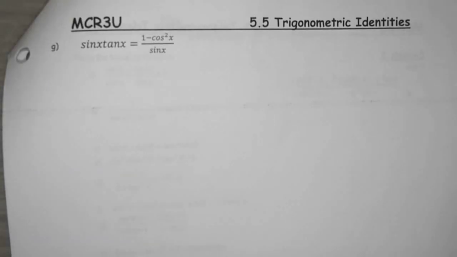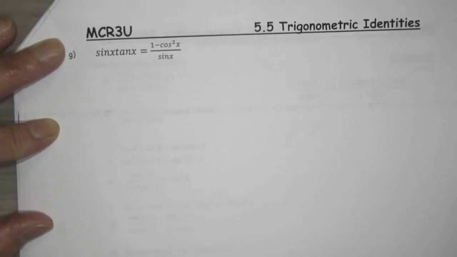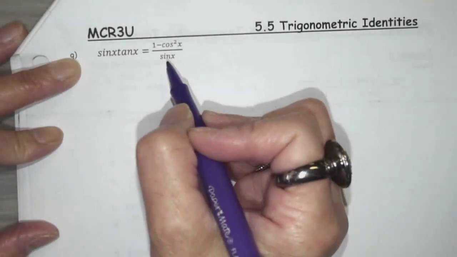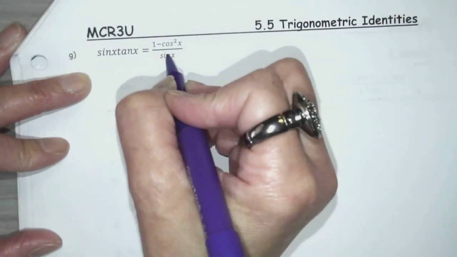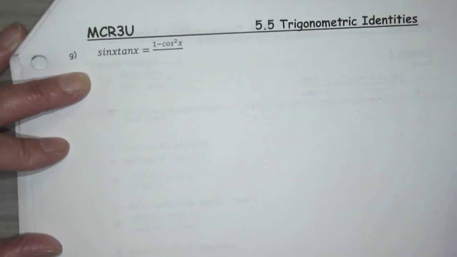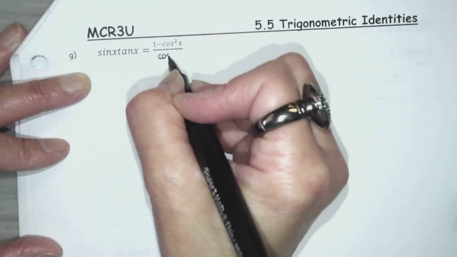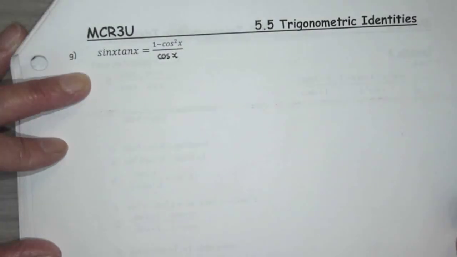G is sine x tan x. Sorry, I had another typo in this one. I don't know what happened. I tried to fix it last year and I forgot to fix it. This one is supposed to be cos x. That's, again, just a typo. I had 1 minus cos squared, and it should be cos x in the denominator. I'll fix it next year for sure.